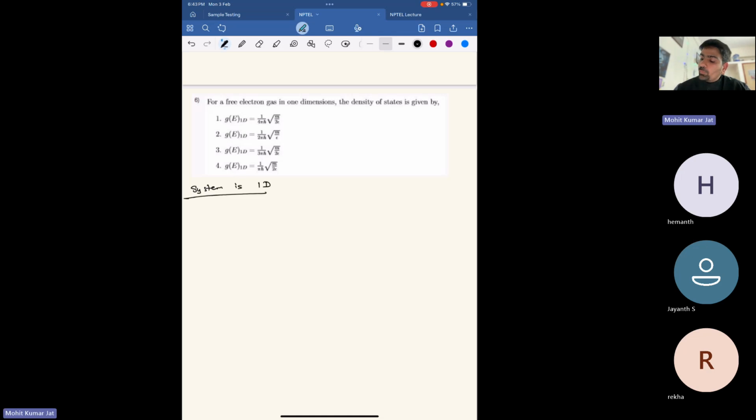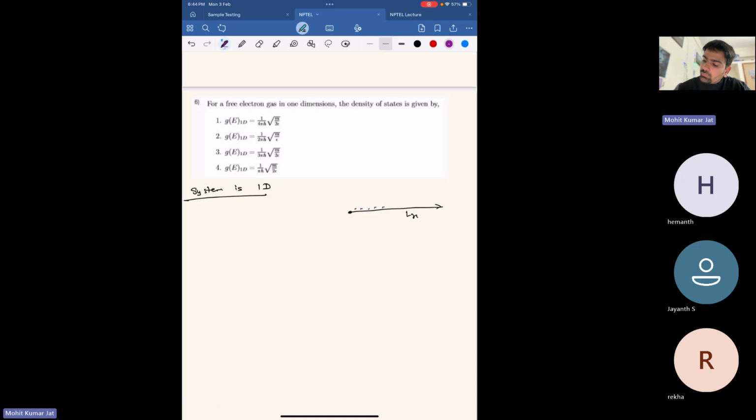Now it's up to me which dimension I choose. I will choose Lx. You can choose your own Ly, Lz. Results won't change. So my electron can move only in this path. That's the only allowed path I have. Then the number of states will be separated by the distance 2 pi by Lx each state.